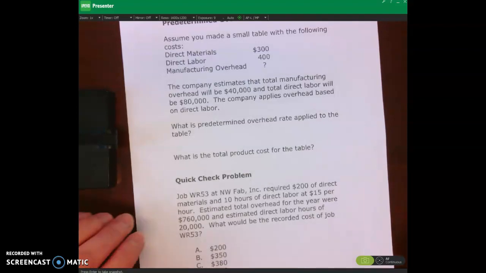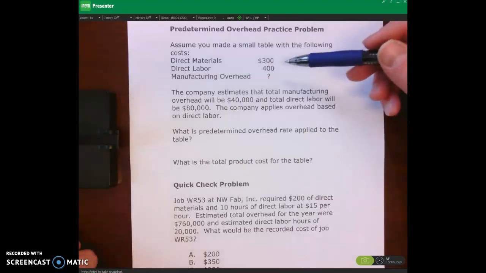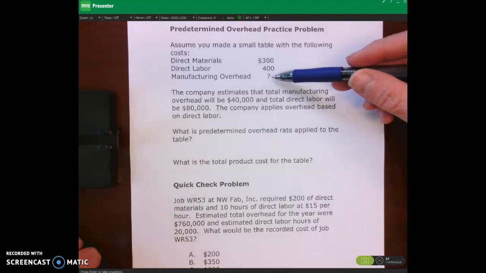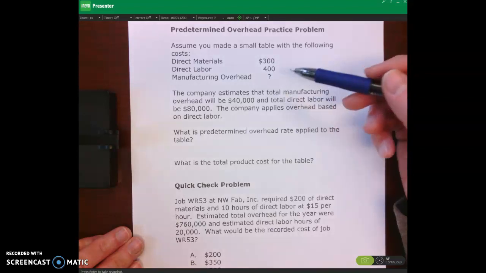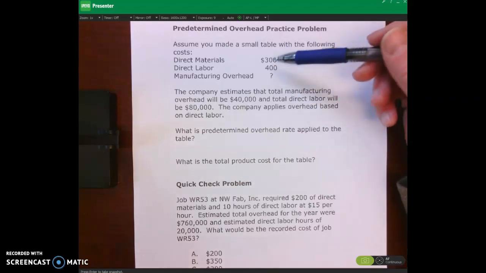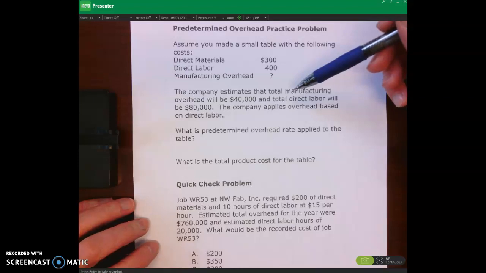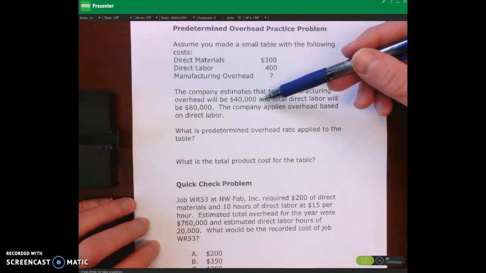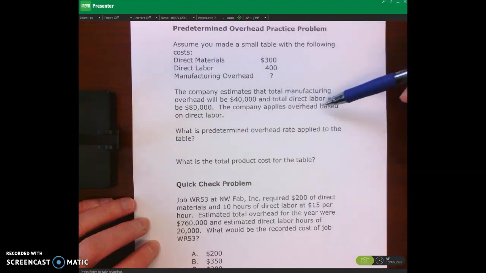Okay? So let's walk through a problem on manufacturing overhead. Let's assume that we make a small table that has the following costs. We have our direct materials cost of $300, direct labor $400, and then manufacturing overhead is our question mark. And of course, if we add up all these, we know that would be the total cost for the job, because we know that the cost for a job is composed of materials, labor, and overhead. So we say our company estimates that total manufacturing overhead will be $40,000 and total direct labor will be $80,000, and the company applies overhead on the basis of direct labor.